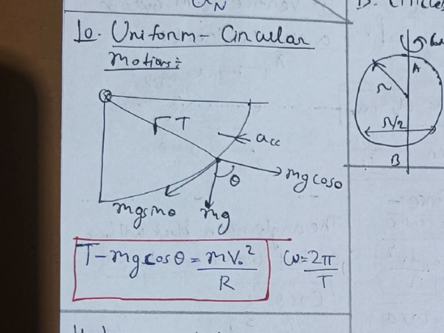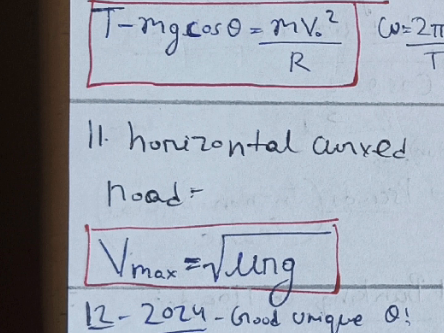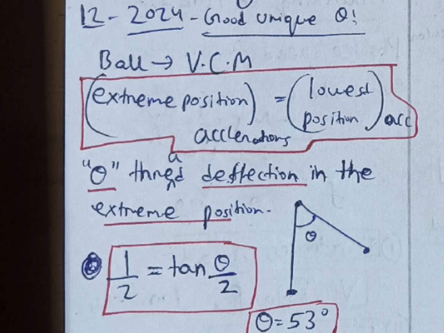Uniform circular motion: at a random point, T minus mg cos theta is equal to mv square by r, and omega is equal to 2 pi by T. For a horizontal curved road with friction, maximum velocity is under root of mu rg. Ball in vertical circular motion: extreme position acceleration is equal to lowest position acceleration. Theta is the thread deflection in the extreme position. So half is equal to tan theta by 2. Theta is equal to 53 degree.